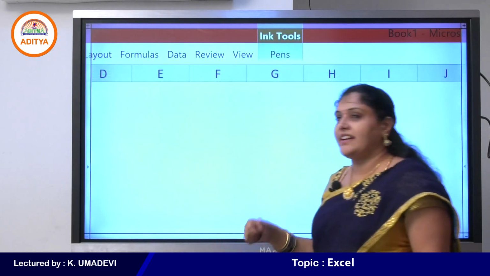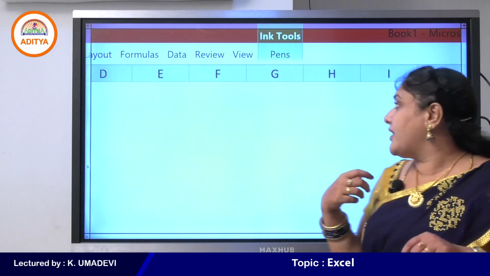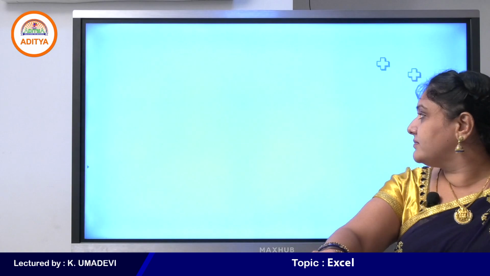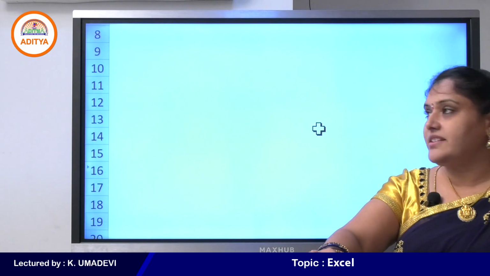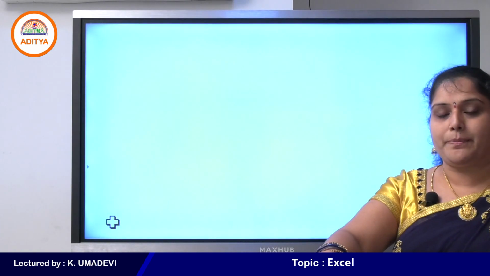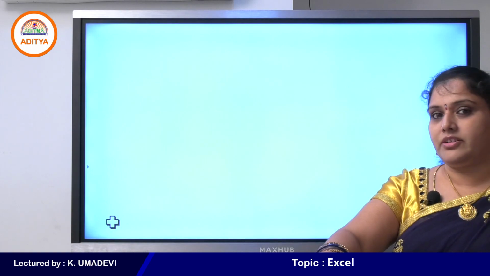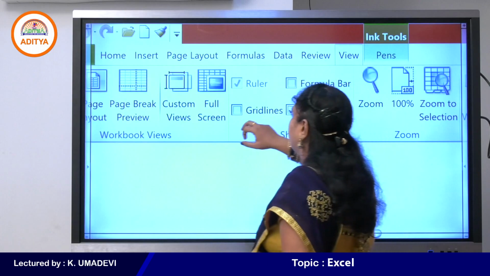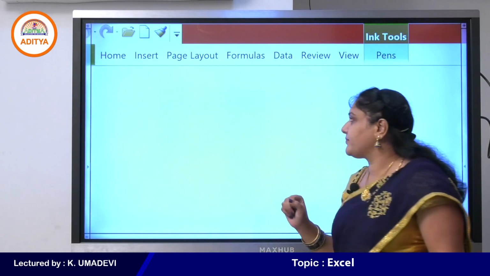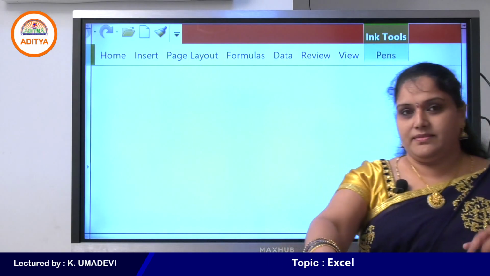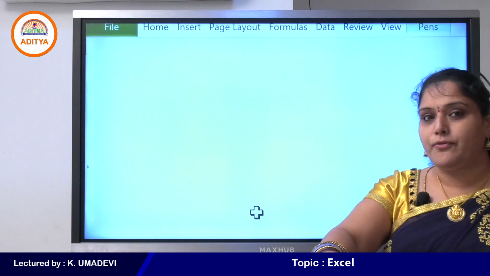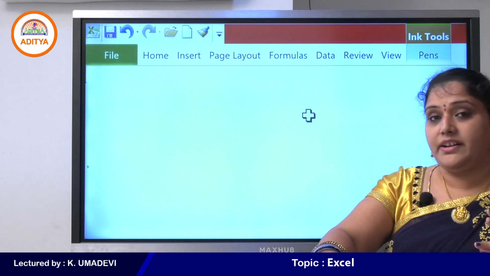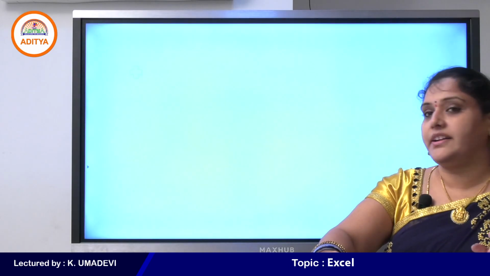See, if you deselect the grid line, see now the Excel sheet doesn't contain any grid lines, so it looks like a normal page. Okay students, and then go to view and deselect the headings. So we can hide the formula bar and column headings and row headings and grid lines.